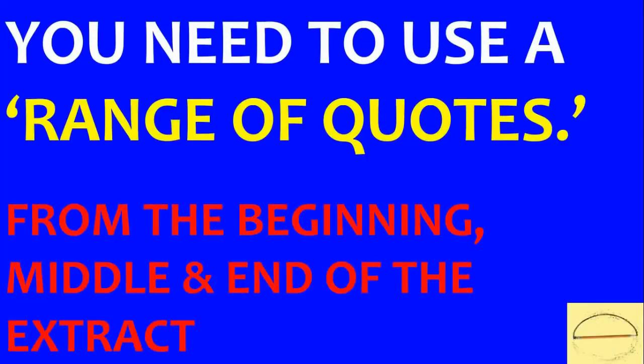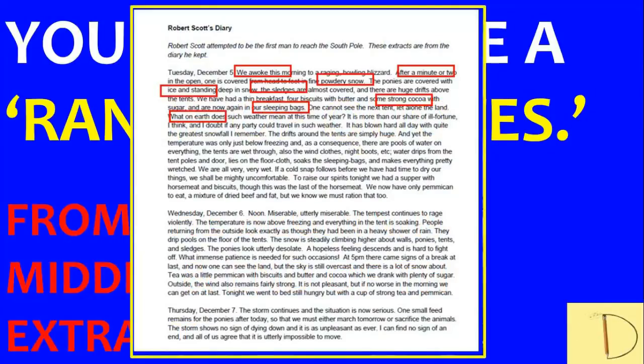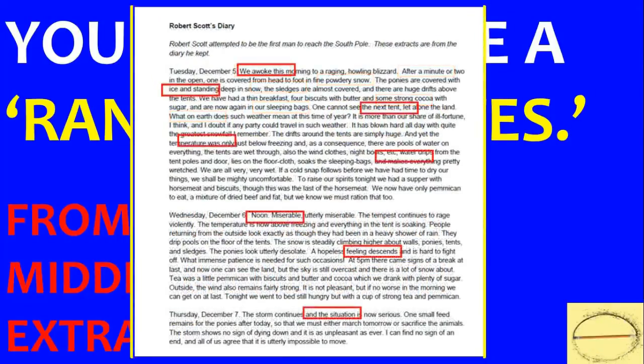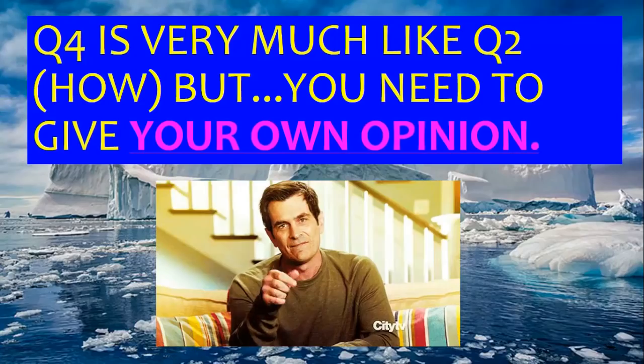So you need to use a range of quotes like I just said, but also it's really important it's from the beginning, middle and end of the extract. So we don't just want lots taken from the start of the extract like we've got here. We want to track. The exam board like the use of the word tracking the text. That means going all the way through and finding bits that we're going to talk about, start, middle and end.